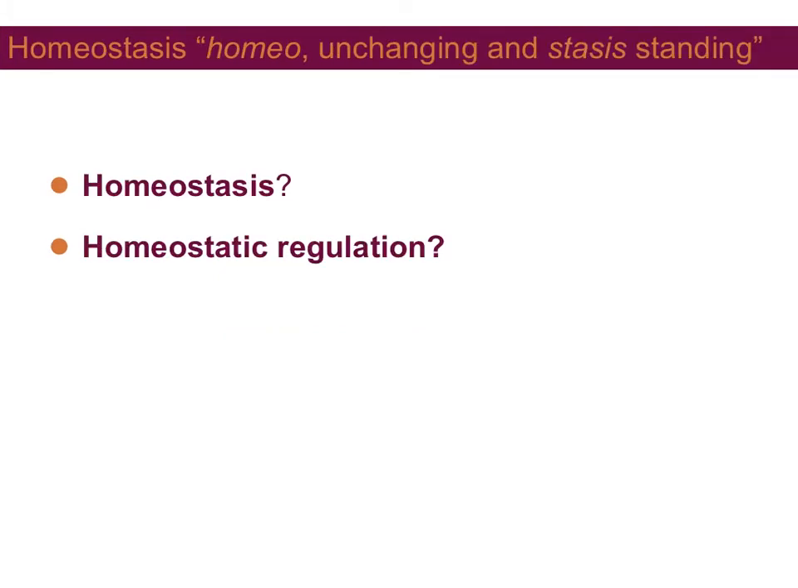So you might remember this word homeostasis from biology. We talked about it there. We're going to talk about it a lot this year. So the word homeostasis comes from the Greek. Homeo means unchanging, and then stasis is standing, like static, unmoving. So homeostasis is the maintenance of a stable internal environment.